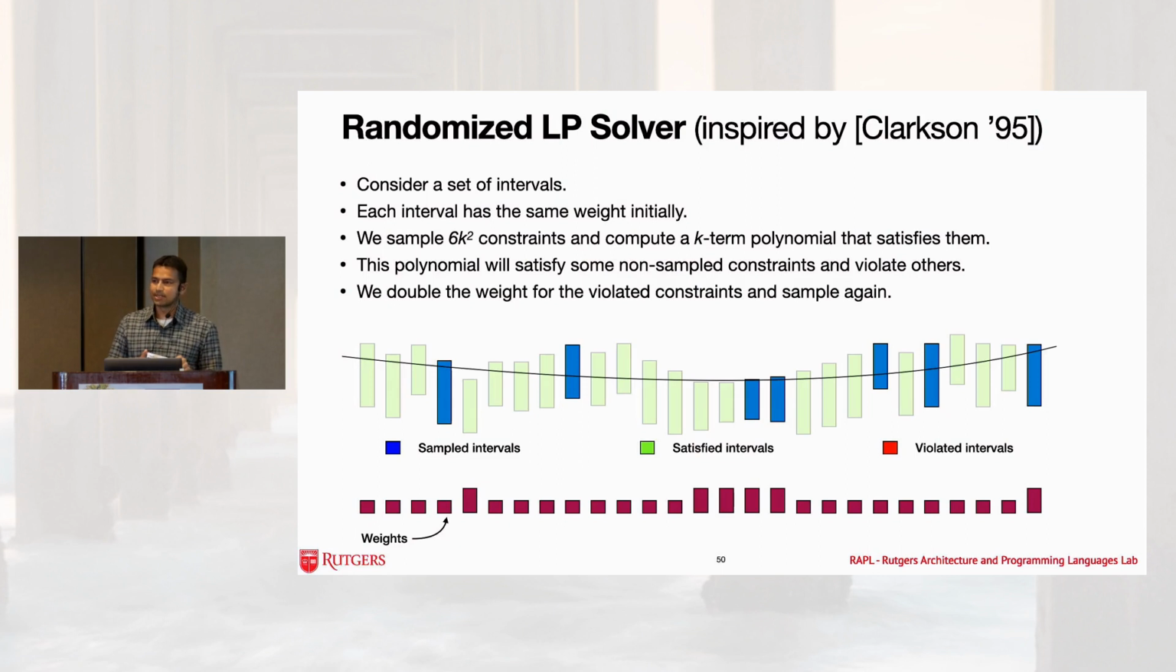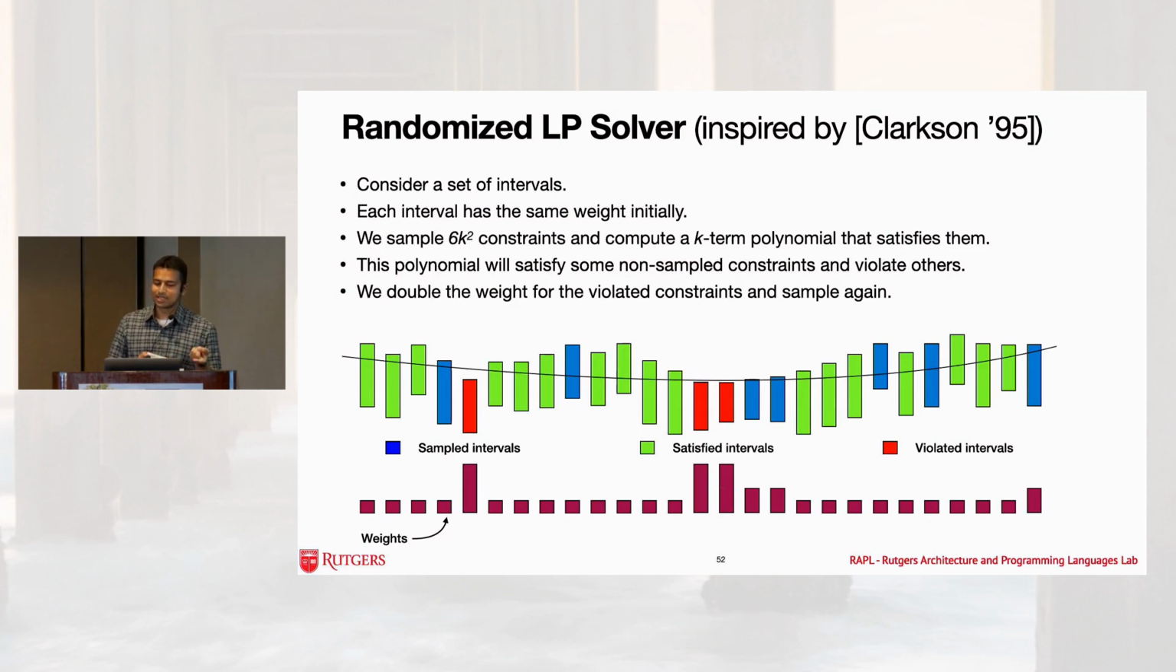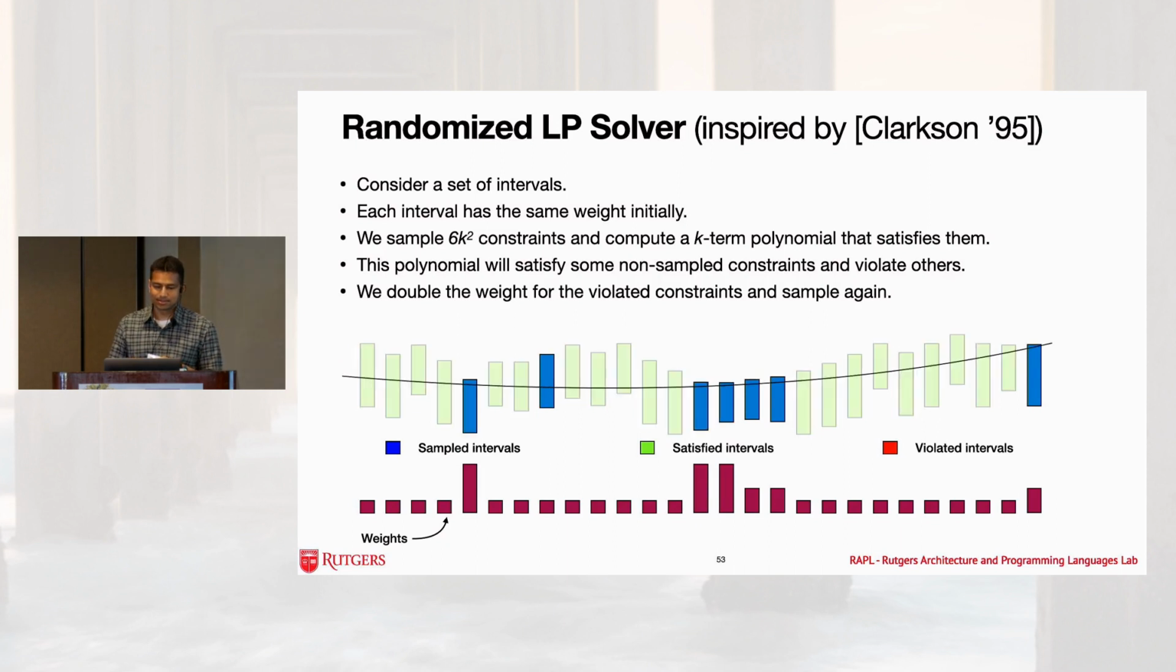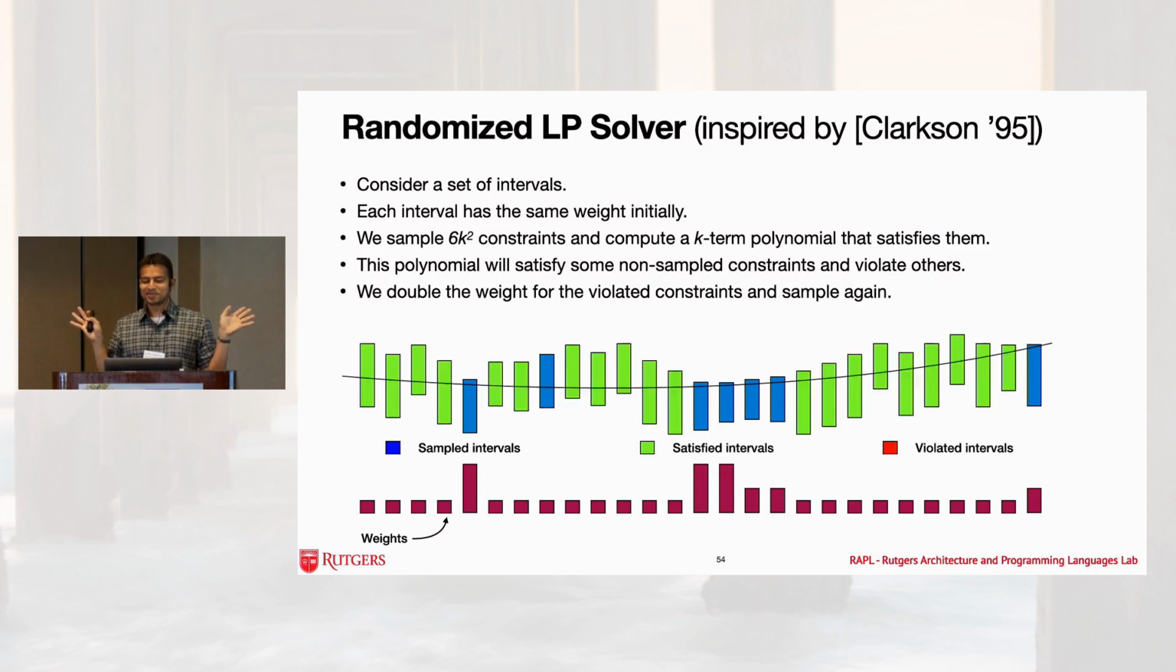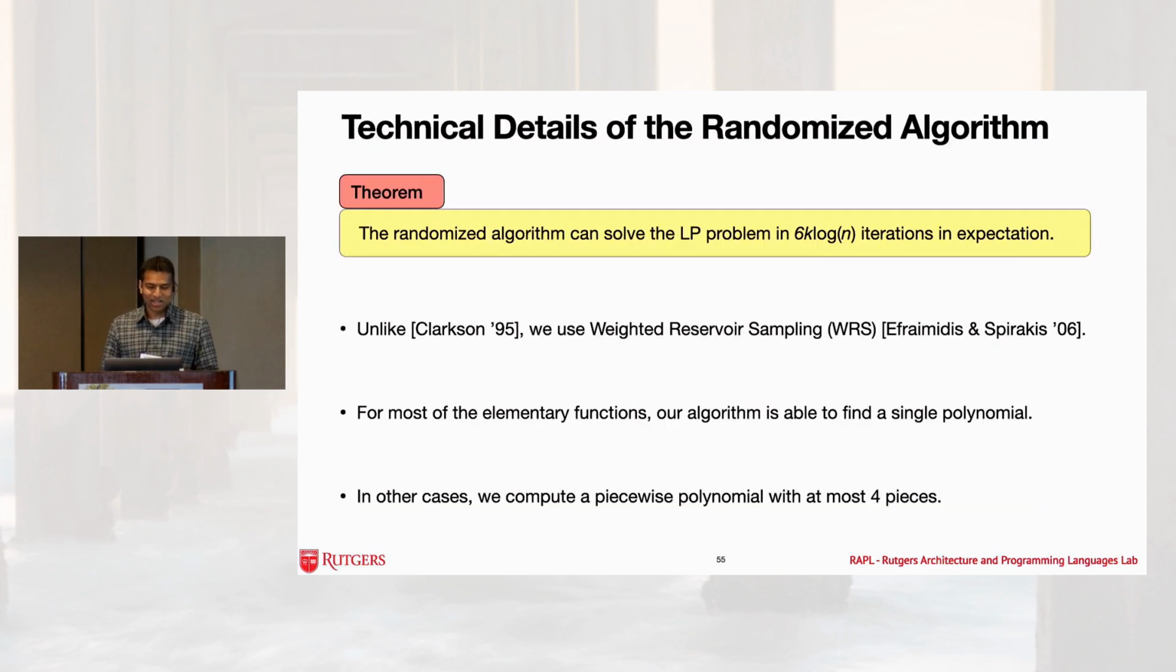Here we show a new sample and the computed polynomial. This polynomial still violates 3 constraints. We double the weights of these 3 constraints and repeat the sampling process. Again, we show a new sample and the computed polynomial. This time, the polynomial satisfies all the constraints. Yay! So in our paper, we formally prove that when the system of constraints is full rank, then this randomized algorithm can compute a solution in 6k log of n iterations in expectation. And for other technical details, we refer you to our paper.